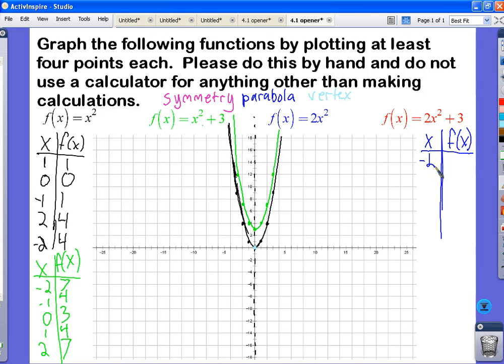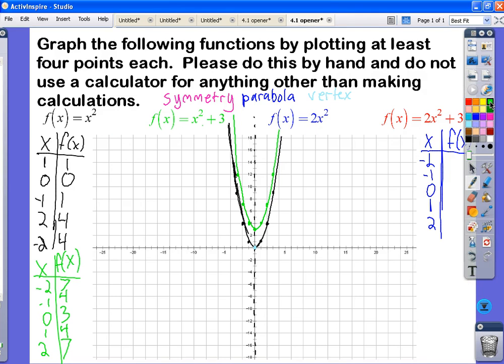Okay, we're going to try this again. Negative 2, negative 1, 0, 1, and 2. Alright. So, how is this function different? Now you're going to multiply by 2. After you square it, you're going to multiply it by 2.